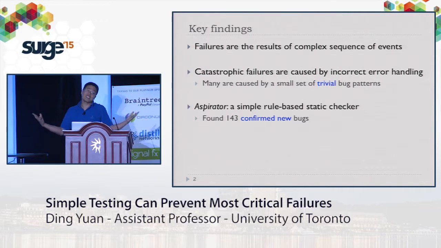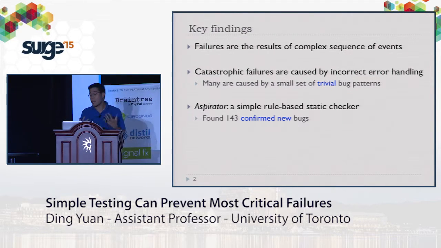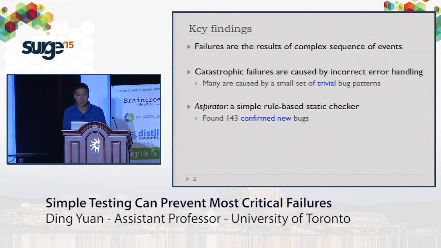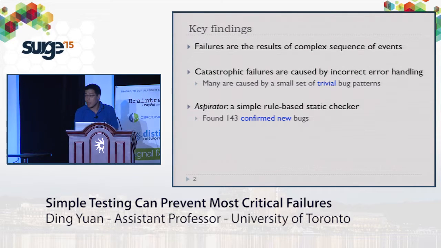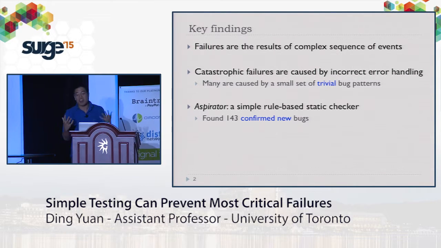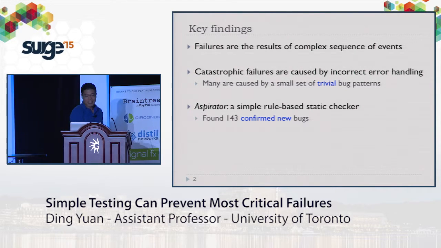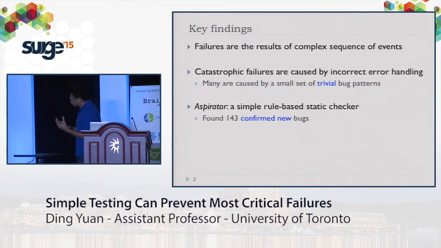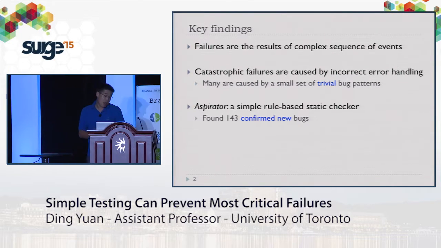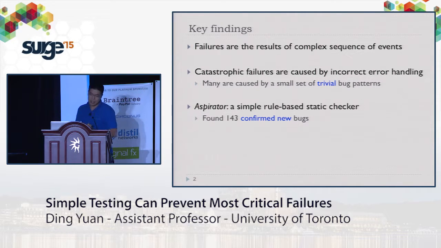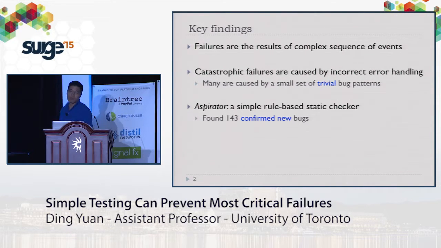First, we found that these failures are often the result of a complex sequence of events. But if you look at the most catastrophic ones, they're almost entirely caused by incorrect error handling. And surprisingly, many of these bugs in the error handling code are extremely trivial, in that they simply violate a few programming rules. And we built a simple tool. It's a static checker called Aspirator that can successfully find hundreds of real-world bugs. Over 100 of them are already confirmed and fixed in these systems. All right.